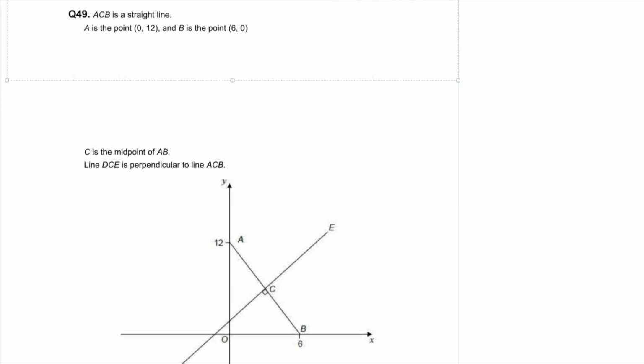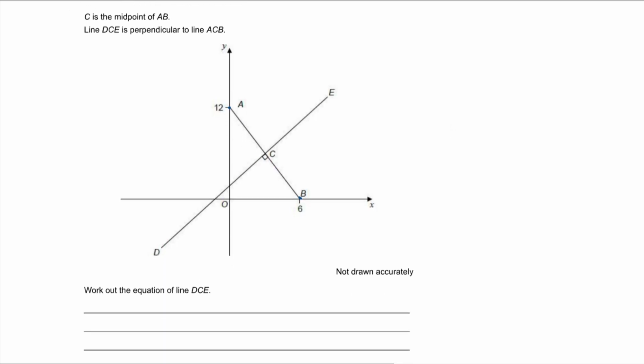Question 49, ACB is a straight line. A is the point (0, 12). Yeah, that's the point up there, that's already on the diagram. B is the point (6, 0). Yeah, I could see that from the 6 there, written there. C is the midpoint of AB. So C is the midpoint of AB. So that cuts that line exactly in half. I'm just going to draw that like that so I remember.